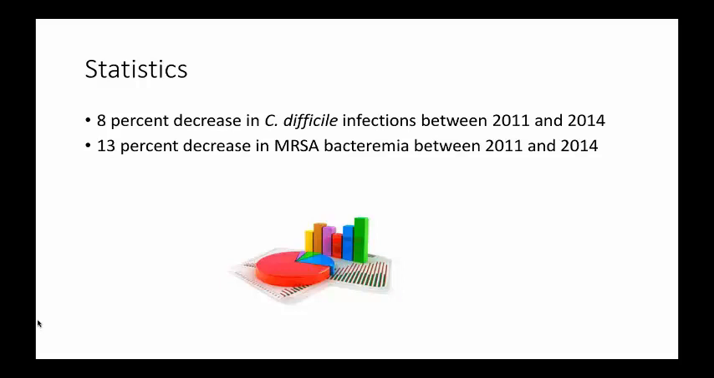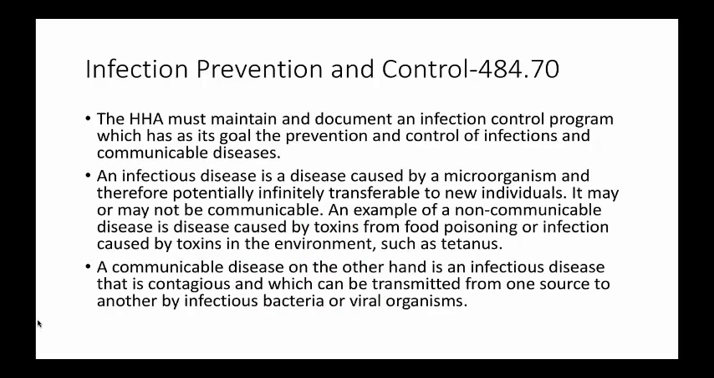So under the 48470, the agency must maintain and document an infection control program, which has as its goal the prevention and control of infections and communicable diseases. An infectious disease is a disease caused by a microorganism and therefore potentially infinitely transferable to new individuals. It may or may not be communicable. An example of a non-communicable disease is a disease caused by toxins from food poisoning or infections caused by toxins in the environment, such as tetanus. So it's not communicable from person to person.